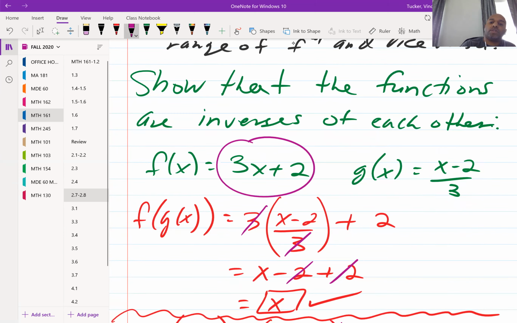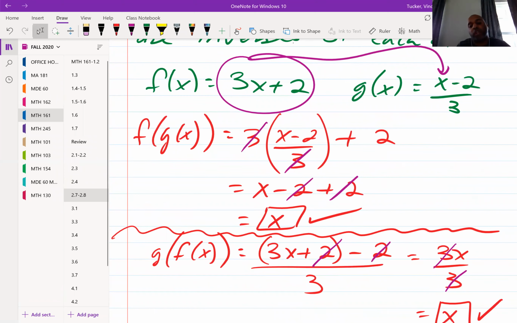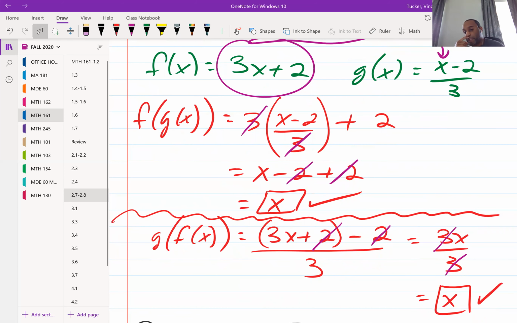Right, next one, we're going to do the same thing, but reverse the process. Take 3x plus 2, plug it in where I see x in the other function. So 3x plus 2 minus 2 over 3. The parentheses there, nothing holding it there, I just put it there to signify what was substituted in. So the 2 minus 2 will cancel out, leaving you with 3x over 3. The 3's cancel, and that'll leave you with x. So since both of those reduce down to x, that proves that they are inverses.